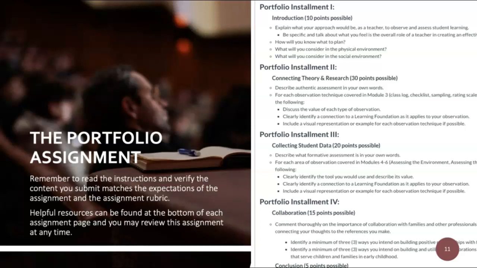There will then be a collaborative piece where you will highlight at least 3 ways that you intend on building positive relationships with families, as well as 3 ways you intend to build positive relationships with peers and colleagues. So remember to read the instructions and verify content. The rubric is there for you. Also, if you have questions, please remember to reach out. Helpful resources can be found at the bottom of each assignment page.